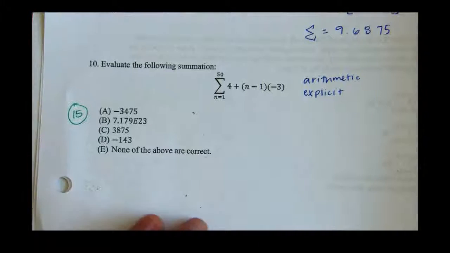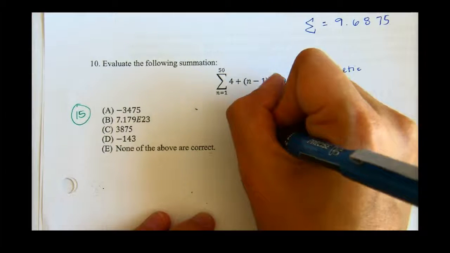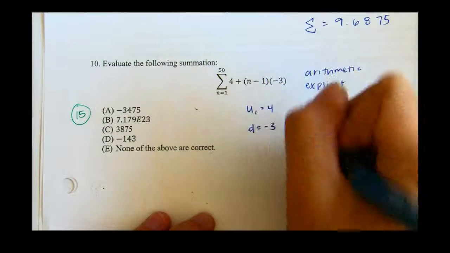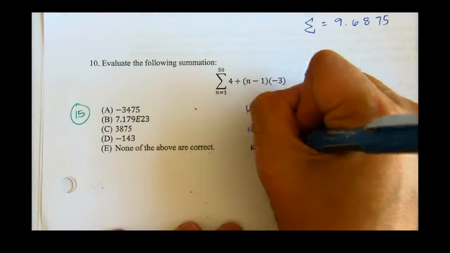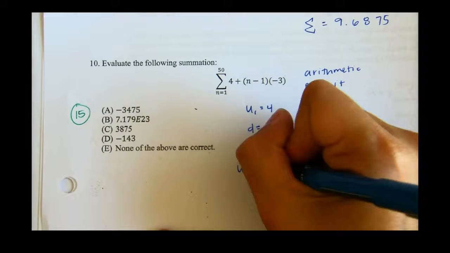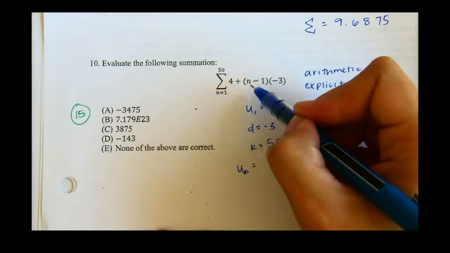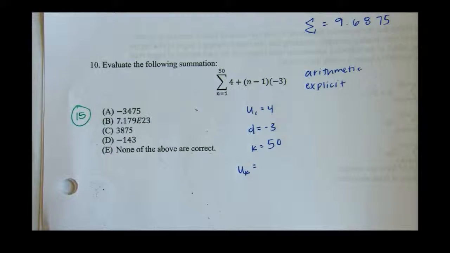So from here, I know a couple pieces of information. I know that u sub 1 is equal to 4. I know that the difference is a negative 3. And I know that k is equal to 50. If you wanted, you could find u sub k by plugging in 50 for n. But I actually don't need to do that because I've got a formula that I can use to find the sum without knowing u sub k.